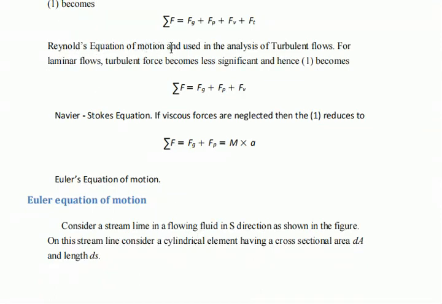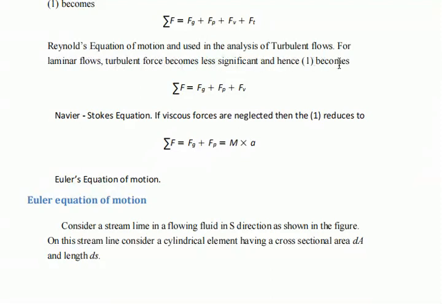This is the Reynolds equation of motion, used in the analysis of turbulent flows. There are two types of flows: one is turbulent flow and the other is laminar flow. The Reynolds equation is used for the analysis of turbulent fluid flow. For laminar flows, the turbulent force becomes less significant.